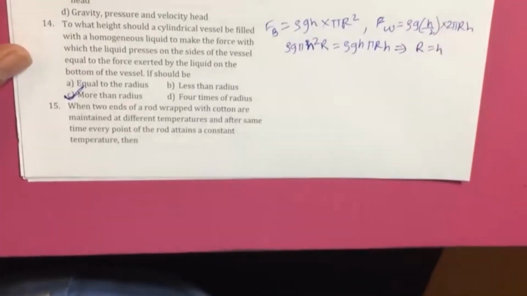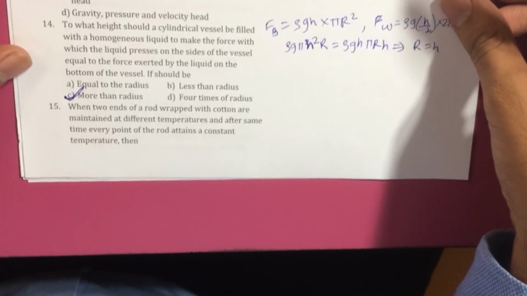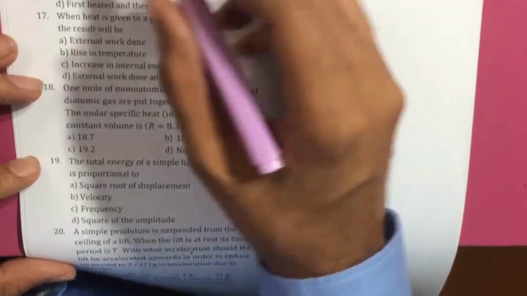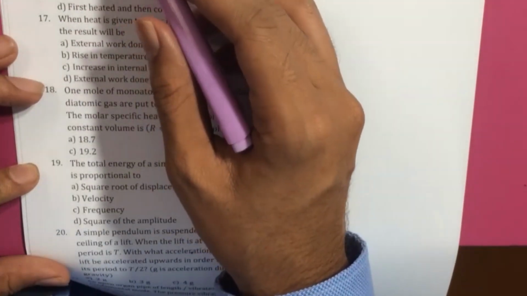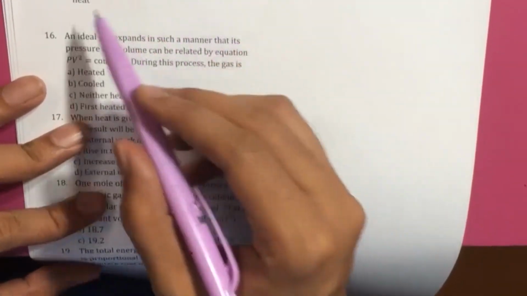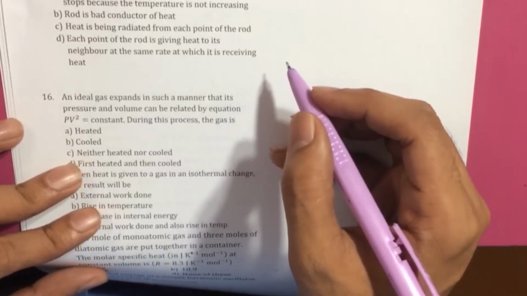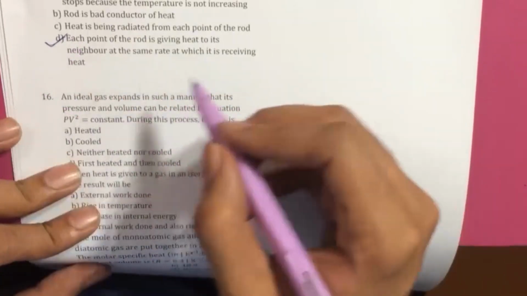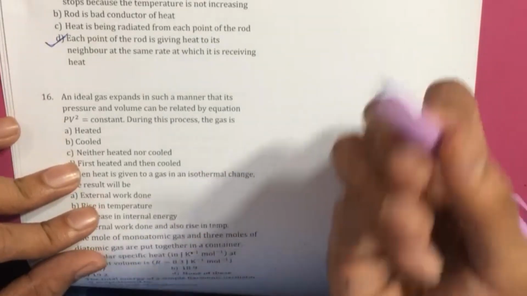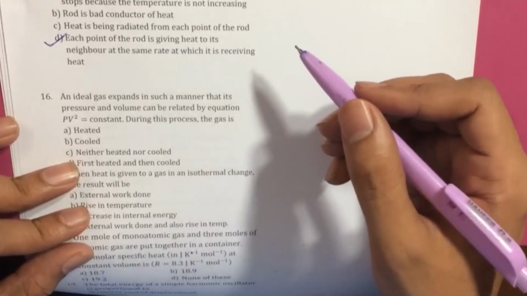Question 15. When two ends of a rod wrapped with cotton are maintained at different temperatures and after some time every point on the rod attains a constant temperature, then A, conduction of heat at different points of the rod stops because the temperature is not increasing. B, rod is a bad conductor of heat. C, heat is being radiated from each point of the rod. D, each point of the rod is giving heat to its neighbor at the same rate at which it is receiving heat. Now here, the correct answer would be option D, because there is steady heat flowing through the rod, so each point on the rod is giving heat to its neighbor at the same rate at which it is receiving.